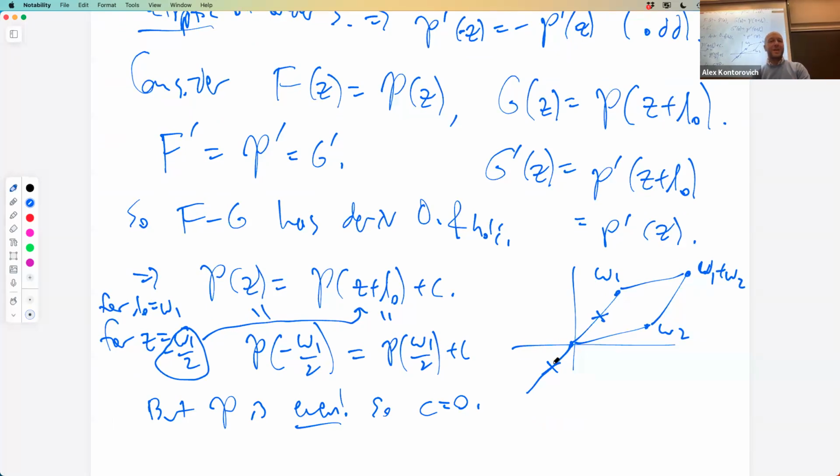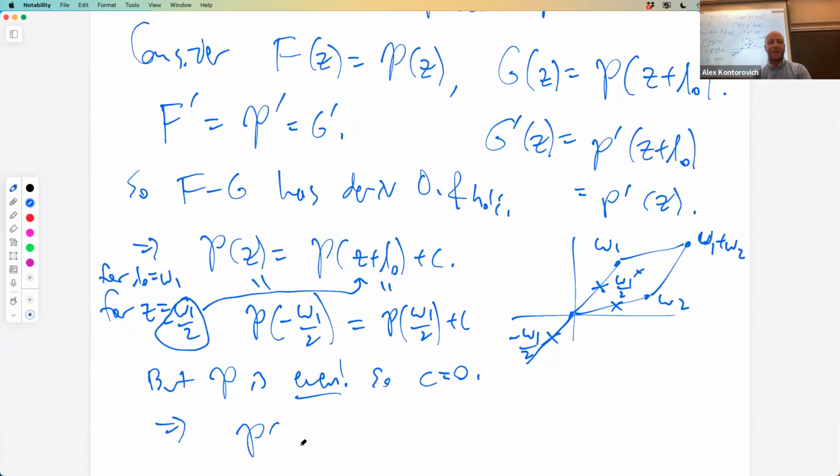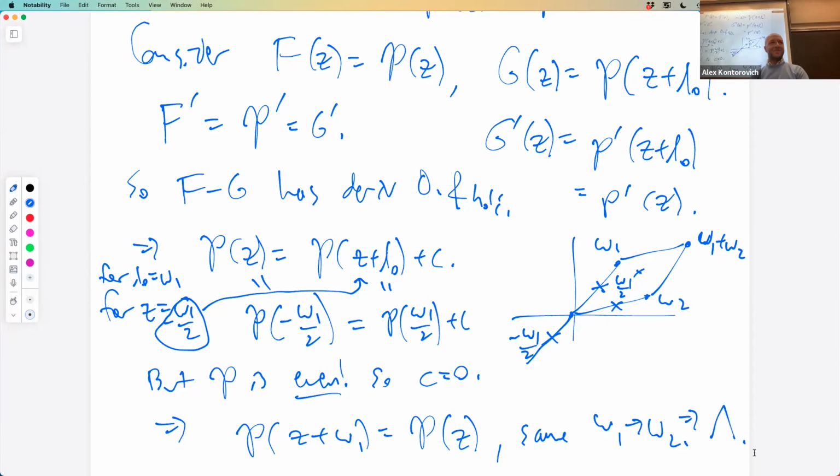So this is negative W1 over 2. This, of course, is W1 over 2. Playing these half lattice values against one another, you see that the function P is elliptic. Therefore, P of z plus W1 is equal to P of z, and the same for W1 replaced by W2, which implies the same for all of lambda. You will have another proof of the double periodicity of P in your homework.